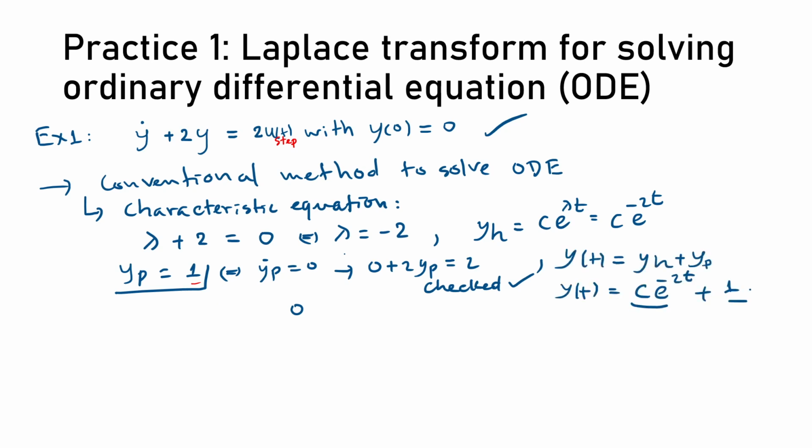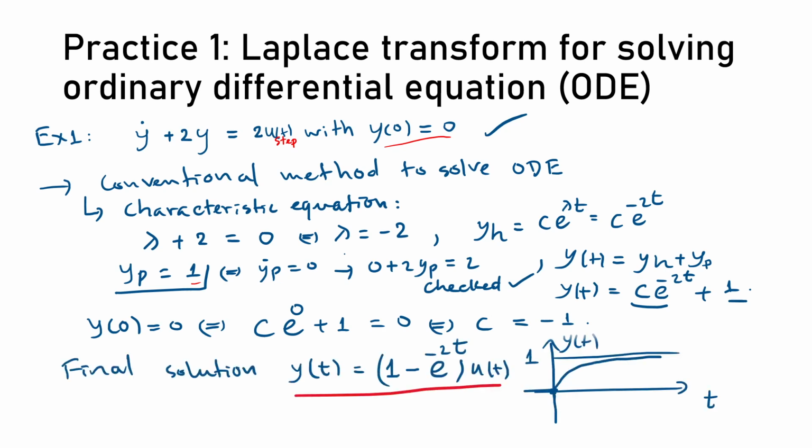Then you have the total solution, which is the combination of the homogeneous solution and the particular solution. By using the initial condition here, you can find the constant c, which is minus 1 in this case. Then you have the final solution like this. You start from 0 here, and when time goes to infinity, the curve increases like this. It approaches the asymptote y equals 1.